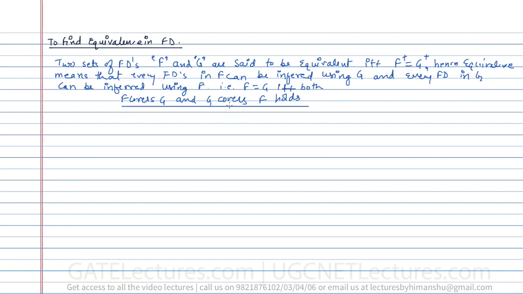Let me explain with a simple example what I am teaching here. Assuming that we have two sets of functional dependencies, the first set F is A determines C, AC determines D, E determines AD, and E determines H. This is the first set. And the second set is G, which is A determines CD and E determines AH. We have these two sets. Now they are asking, are these two functional dependency sets equivalent or not?